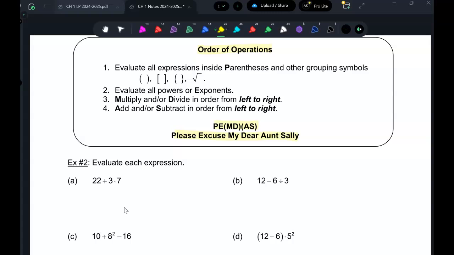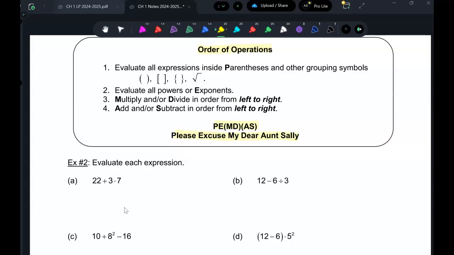We always do parentheses first, then exponents. Now, multiplication and division: division could come before multiplication. It's whatever comes first. And same with addition or subtraction. That's why I put those in parentheses. So multiplication and division left to right, addition and subtraction left to right.